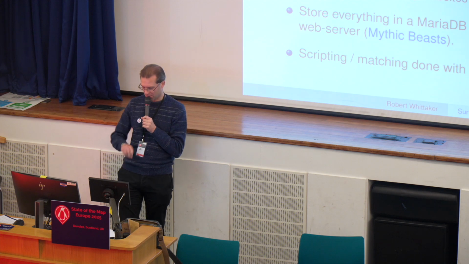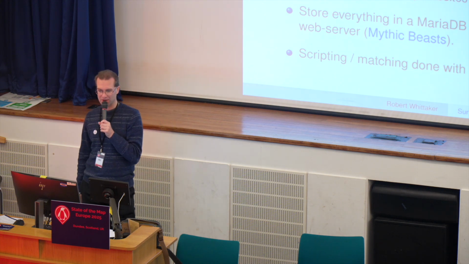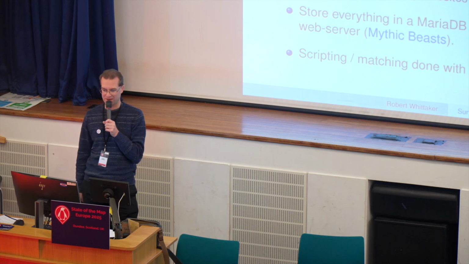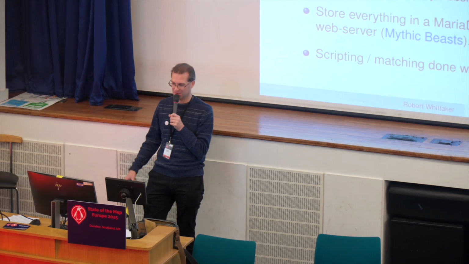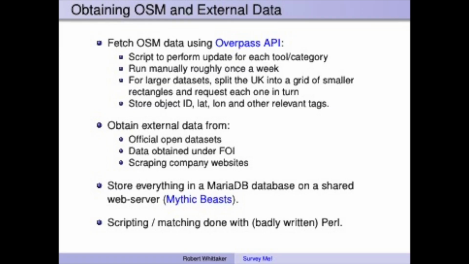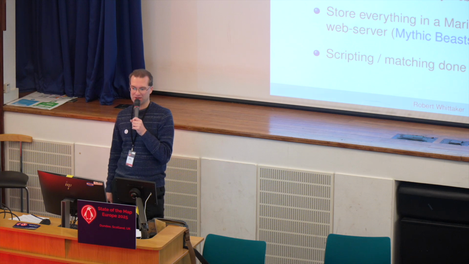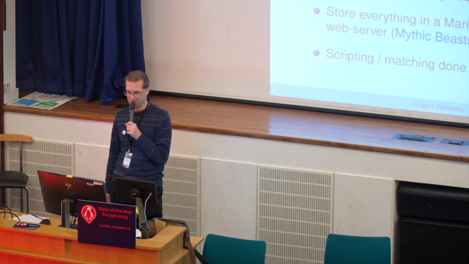So how does this sort of work under the hood? Well, I need to get the OpenStreetMap data, and I need to get the external data and load it all into a database and then do some matching. So I use the Overpass API to collect the OpenStreetMap data. I've got some scripts that will update each tool roughly once a week. For the larger data sets, I split the UK up into a grid of small rectangles and collect one each in turn, and then store the object ID, the latitude and longitude, and any other relevant tags that I want to do some checking with as well.